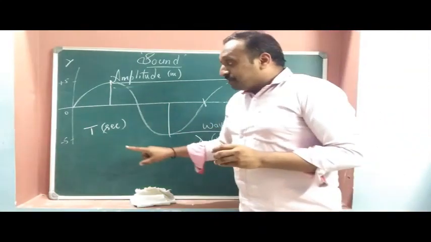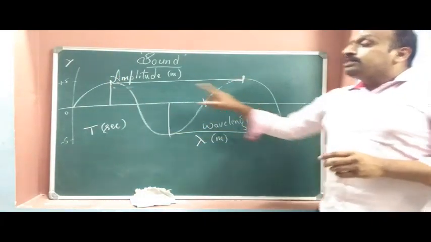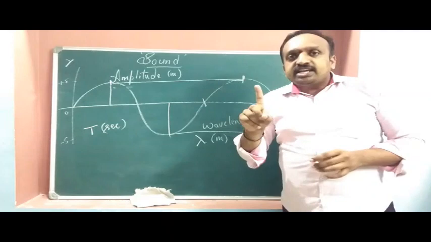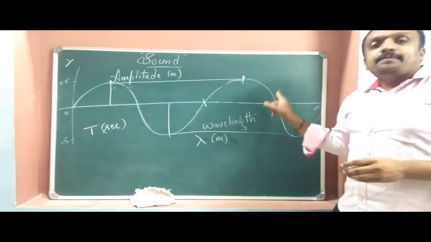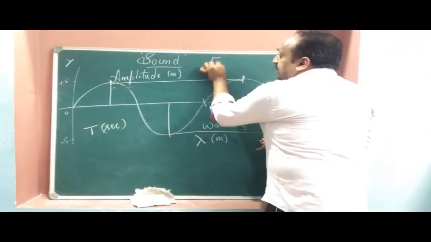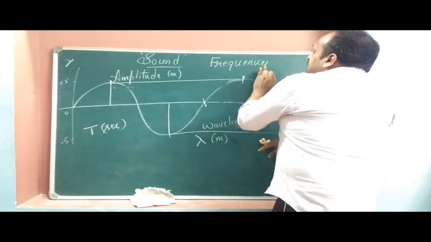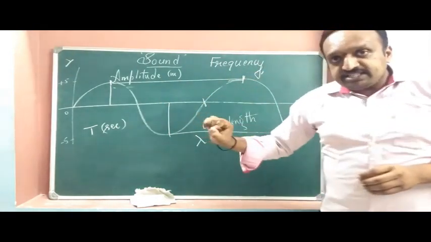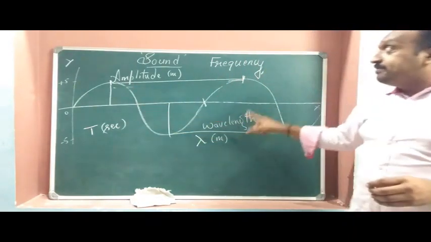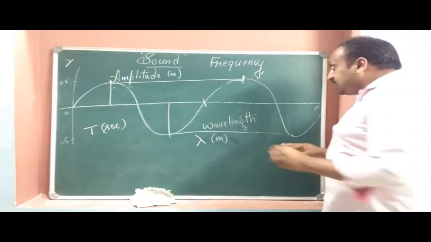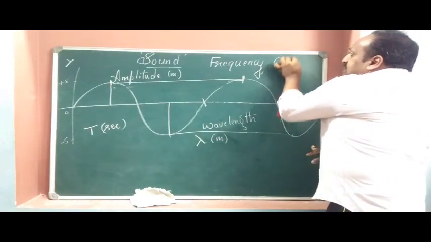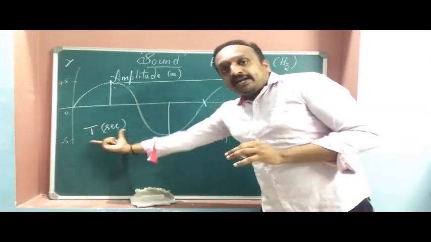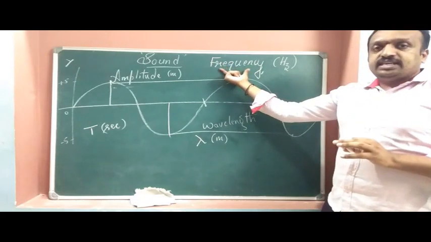So, if the number of cycles or waves coming in 1 second, how many waves are coming, that is termed as frequency. Very easy definition. What is frequency? The number of cycles in 1 second. In 1 second, how many waves are going to come? That is called frequency. And the unit of frequency is hertz. Clear? Amplitude, time period, wavelength, and frequency.